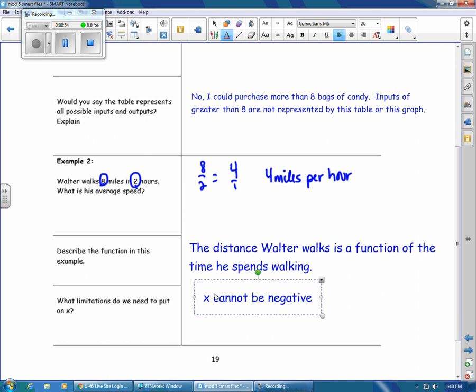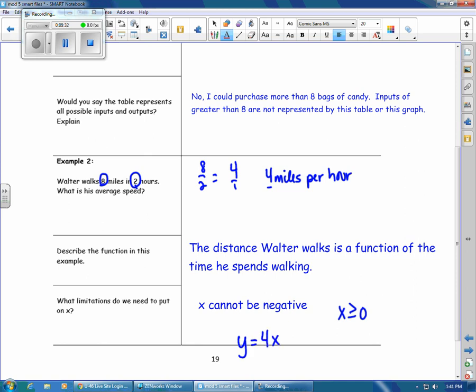And if I'm representing that with symbols, I would say x has to be greater than or equal to 0. That's how I would represent this. If I wanted to write an equation that would represent this function, I could write an equation. Y would be my total distance, x is going to be my time, and my rate of change is 4 miles per hour. So I would say y equals 4x. And at 0 time, he's gone 0 distance.